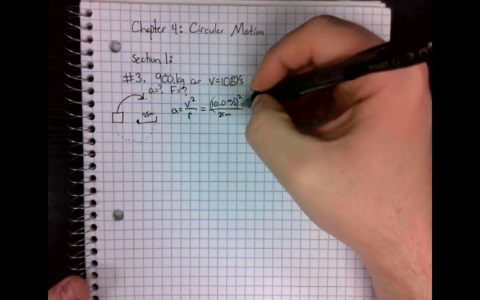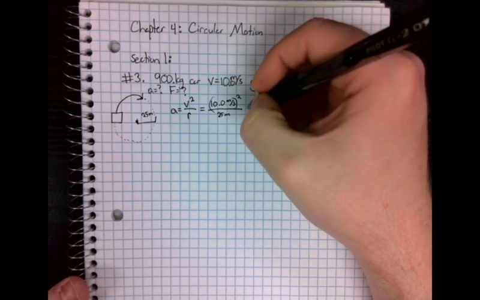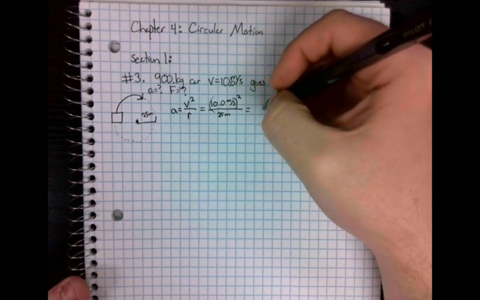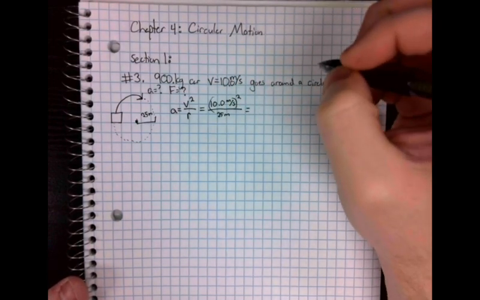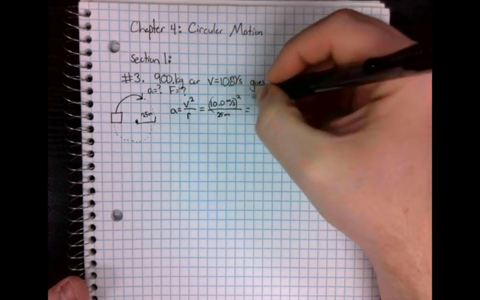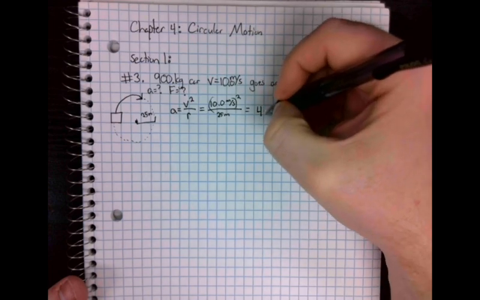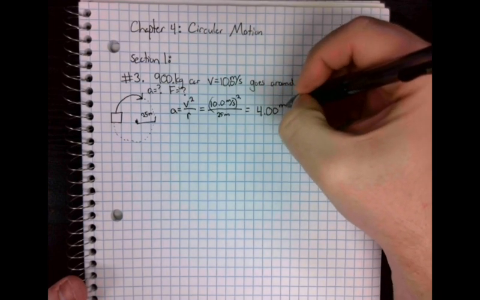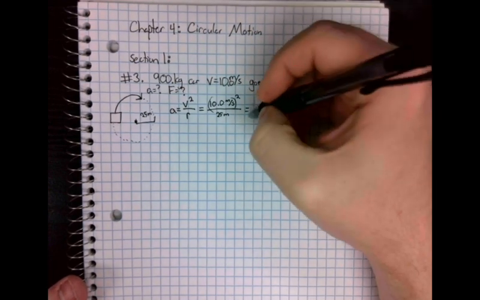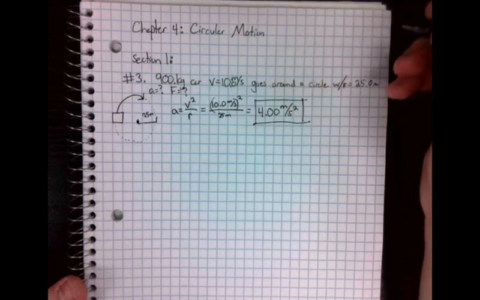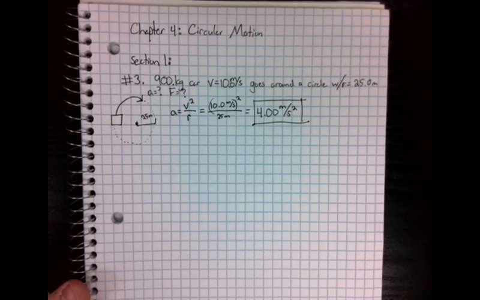Notice that we'll have meters squared over seconds squared, divided by a meter, which will leave us with just a meter on top and a second squared on the bottom. You can plug this in, but this is just 100 divided by 25, which is just 4. And it'll be meters per second squared. So that's our first piece. We just plugged it into that equation, and we're good to go.